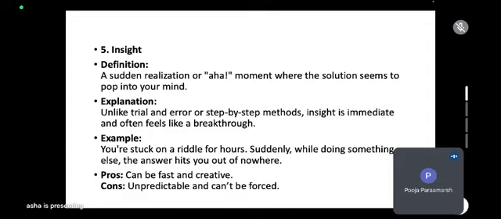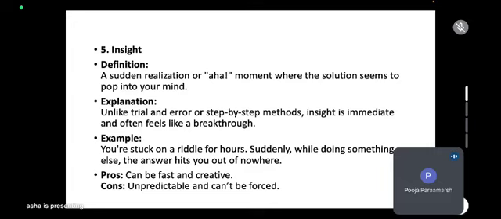So its pro is it can be fast and creative, and its con is it's unpredictable and can't be forced. It just comes out. You can't predict it. It just comes out just like that. So to summarize these five types, we can say trial and errors are repetitive, they are slow, and they are medium.